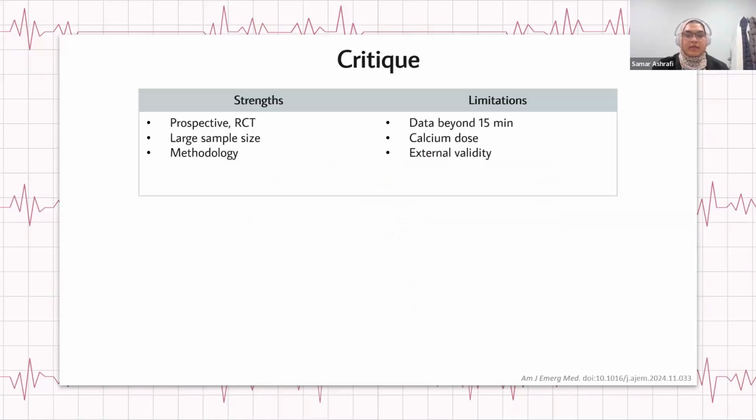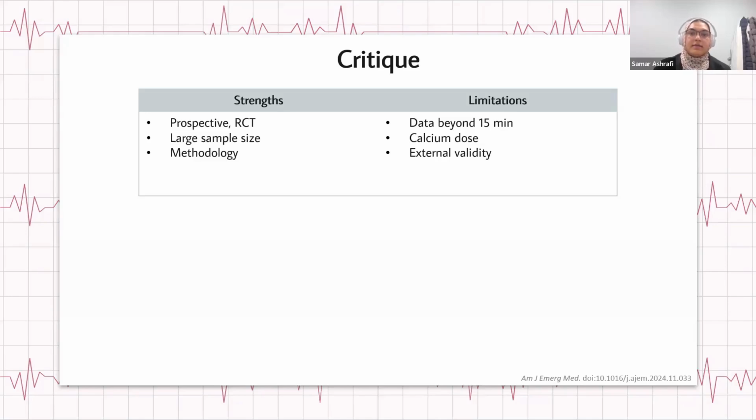So one of the strengths of the study, of course, is that it is a prospective trial with a really large sample size. So just 217 patients that they were able to enroll, which is larger than the previous studies that were talked about. Their methodology as well is pretty simple to follow because they gave the calcium over 2 minutes right before the Diltiazem, and patients were able to get any subsequent doses of Dilt as needed.